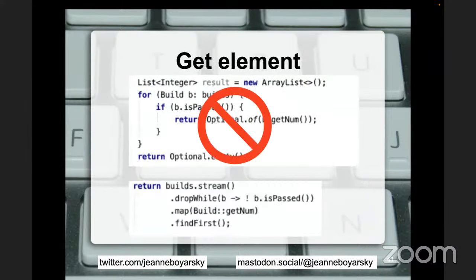Okay, we can get an element that's drop while. That's the opposite. Keep skipping all those failing builds and let me know when you find one that passes and give me the first one. So I can write logic on the thing that passed and is representative of the state of your project and not the last one that happened to happen.